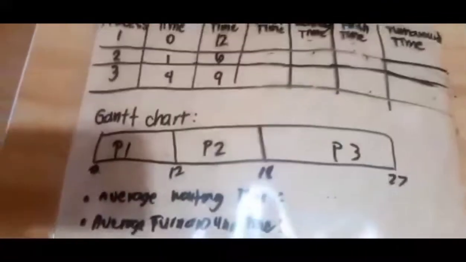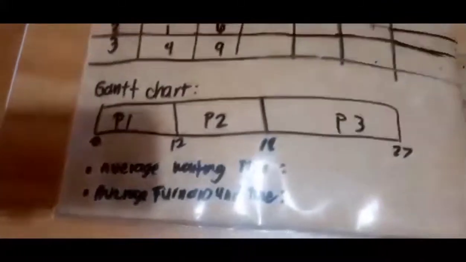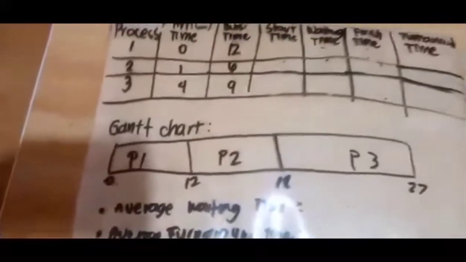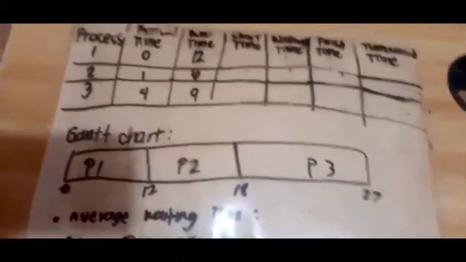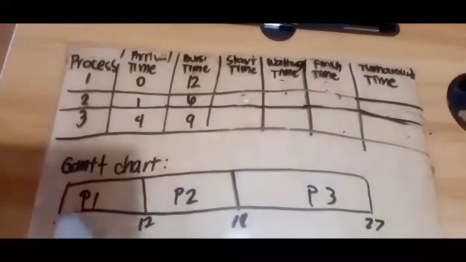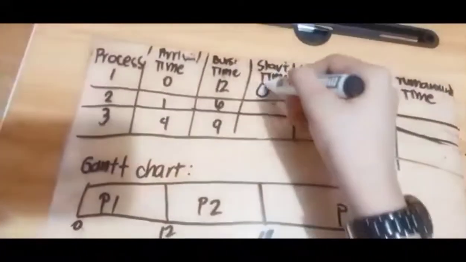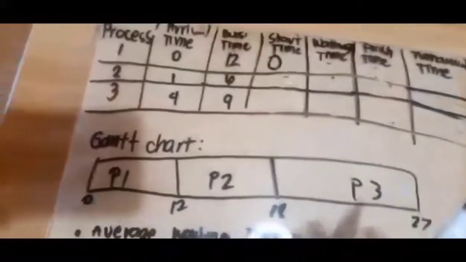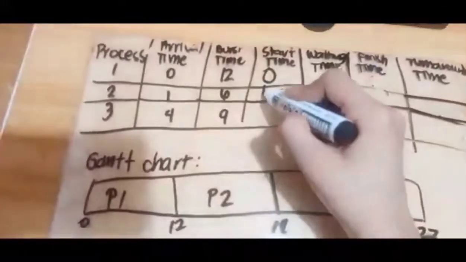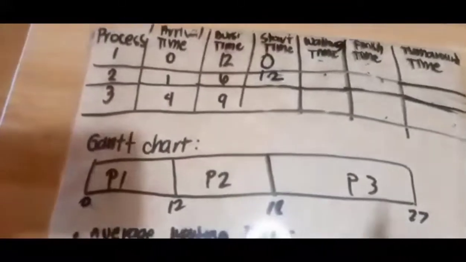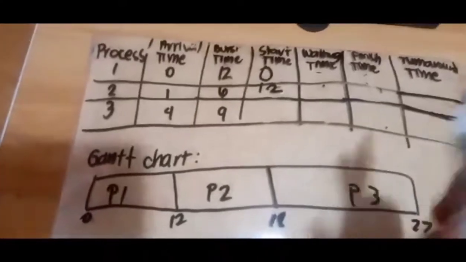In order to get the start time, we need to look at the Gantt chart. The start time of process 1 is 0. The start time of process 2 is 12. The start time of process 3 is 18.